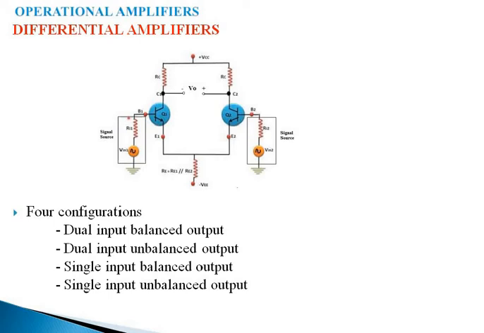Single input means input will be given to only one of the terminals, the other will be grounded. And balanced output means output is taken across the two collectors. Unbalanced means output is taken from one of the collectors with respect to ground. So based on how the input and output are taken, these differential amplifiers can be configured into four types.